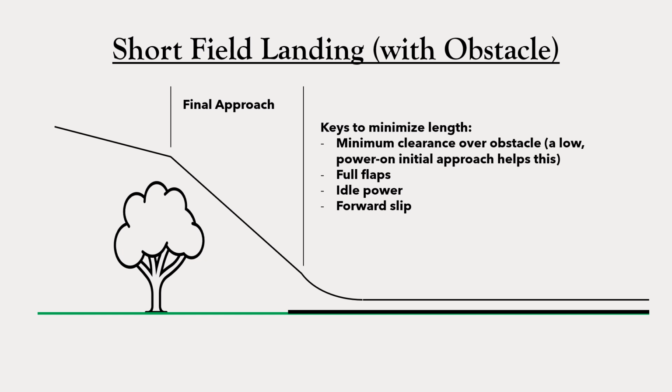One thing that helps to accomplish that is to do a relatively shallow power on approach up to the point of the obstacle. And during that part of the approach, our aiming point won't be a point on the runway, but it'll be kind of an imaginary point 20 feet or 10 feet above the obstacle. And we'll make our adjustments based on that aiming point.